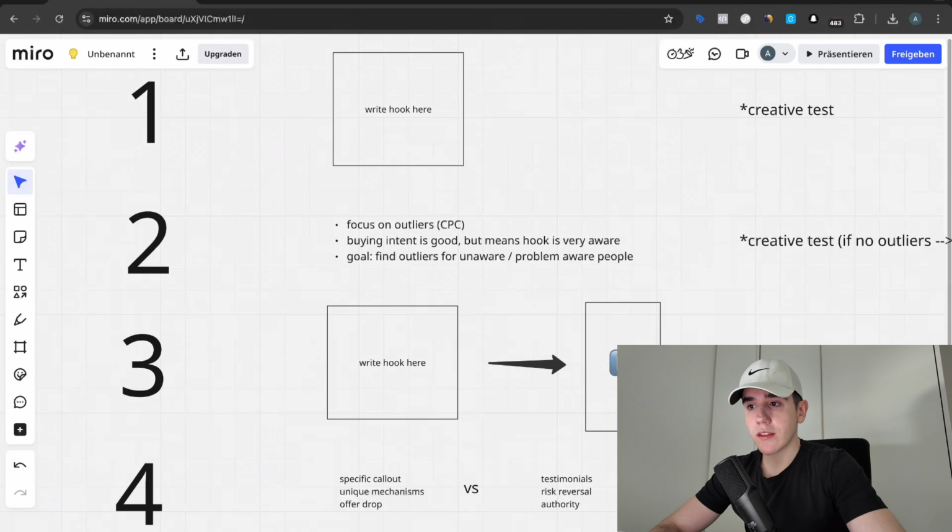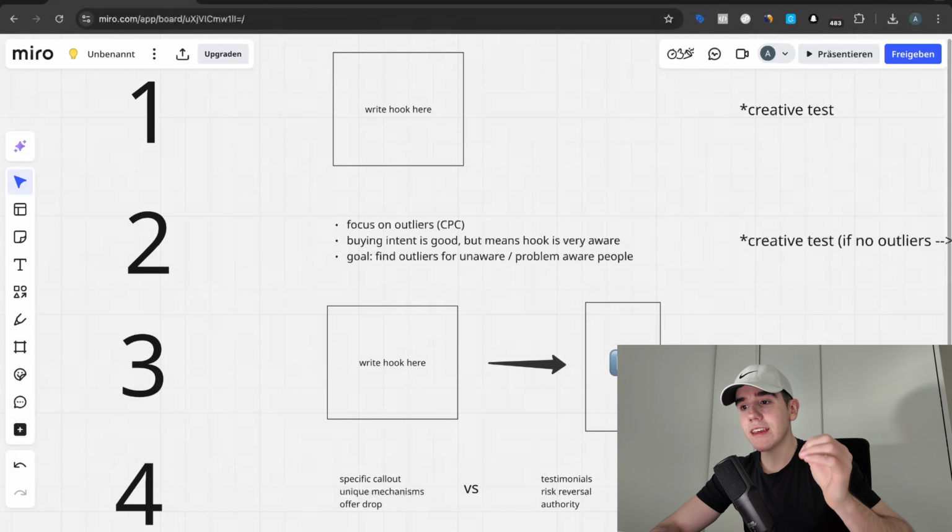Again, if you don't have anything which is better performing than these image ads right here, you do another creative test, and then once again you don't go to the next step, but you keep this in mind and make this work. You iterate it, right? This is the whole process of creatives. This is the key word that I want you to remember in this video: iterations.